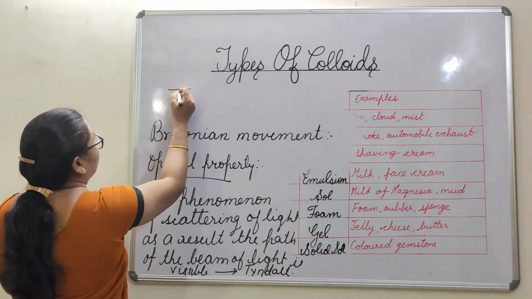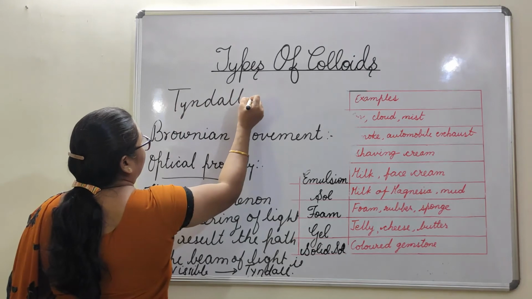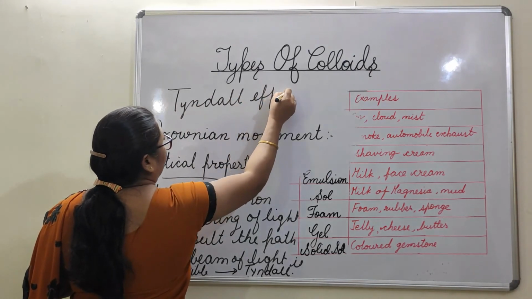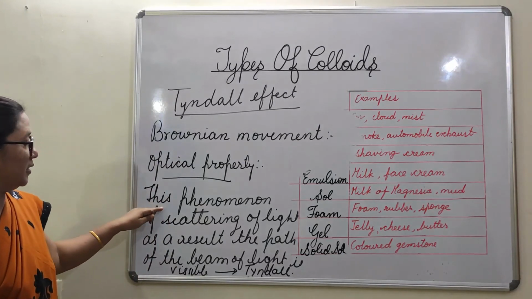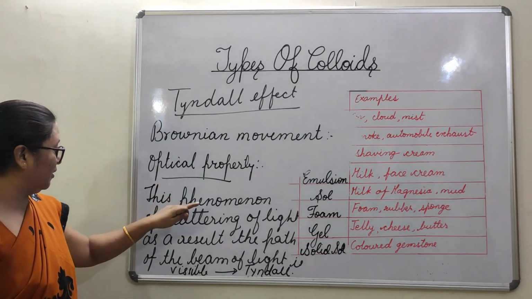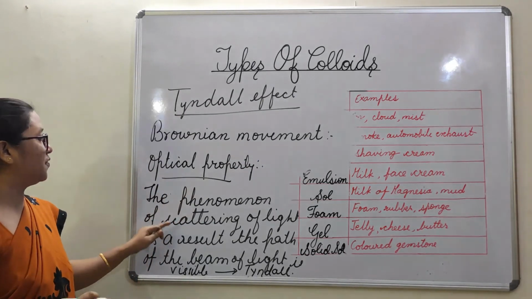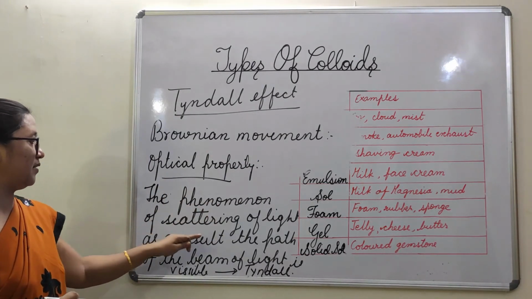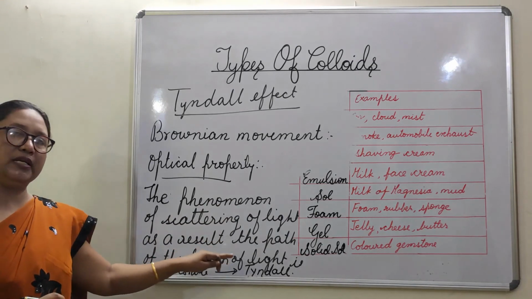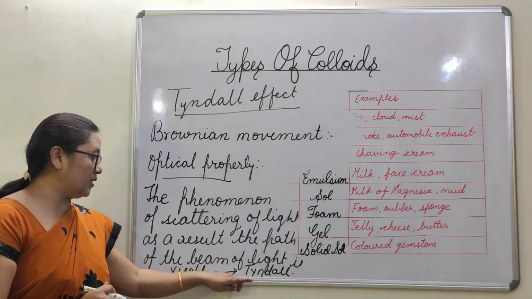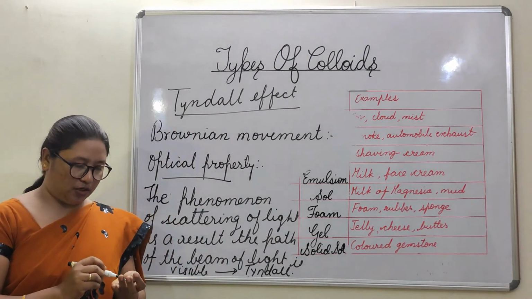So I'll write the word here. Is called Tyndall effect. Is it clear, children? The phenomenon of scattering of light, as a result of which the path of the beam of light is visible, is called the Tyndall effect. So this is a very important property of colloidal solution.